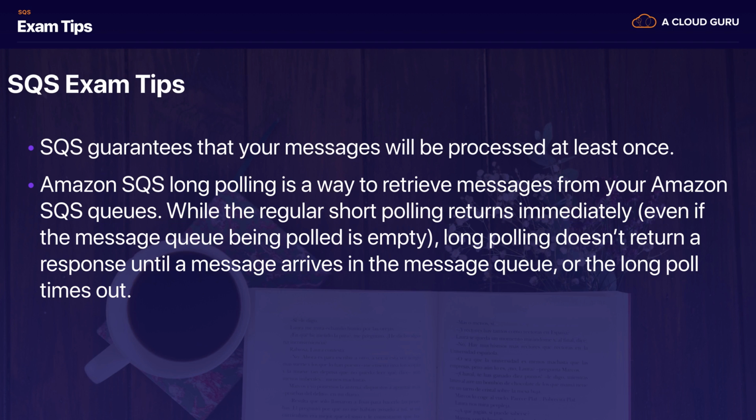And SQS long polling is a way to retrieve messages from your Amazon SQS queue. While the regular short polling returns messages immediately, even if the message queue being polled is empty, long polling doesn't return a response until a message arrives in the message queue or the long poll times out. So essentially, this is a way of saving money. You don't have your EC2 instances constantly polling an empty SQS queue. What you do is you turn on long polling, and then that will save you some money. So that is it for this lecture, everyone.